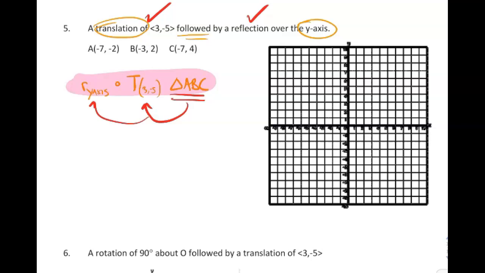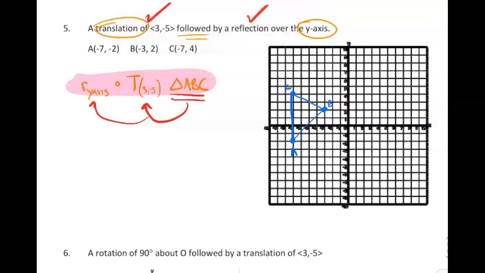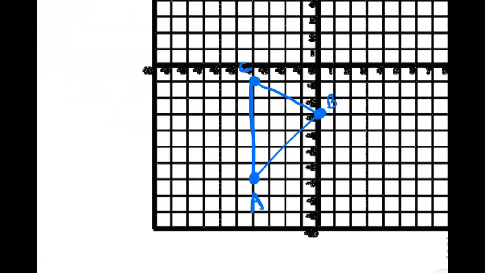So let's plot this shape first. So there's ABC, the original. The first thing I'm going to do, I'm going to do it a fancy way here. I'm going to translate 3, -5. So if I go 1, 2, 3, 1, 2, 3, 4, 5. And you would just do that individually with each point, but that's where I would now have A prime, B prime, C prime.